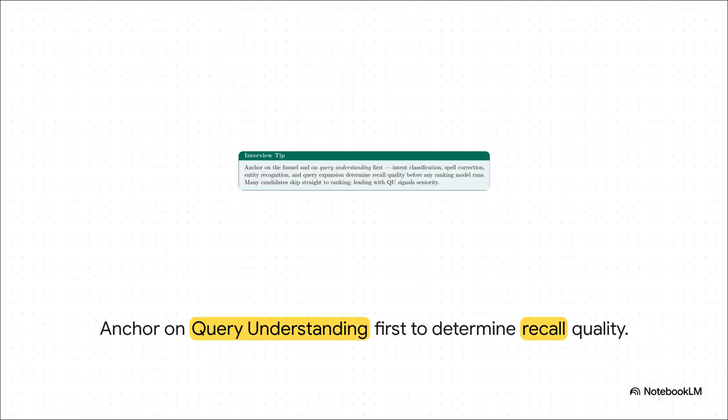Nailing this query understanding phase is absolutely vital. If you fail to extract the right intent or the correct entities right at the starting line, the rest of your brilliant, highly complex ranking models are essentially running blind. Query understanding determines your baseline recall quality before any of those heavy ranking models even get a chance to run.